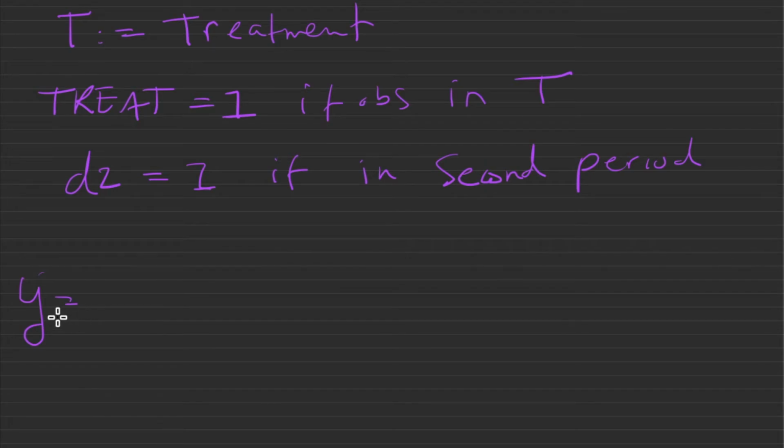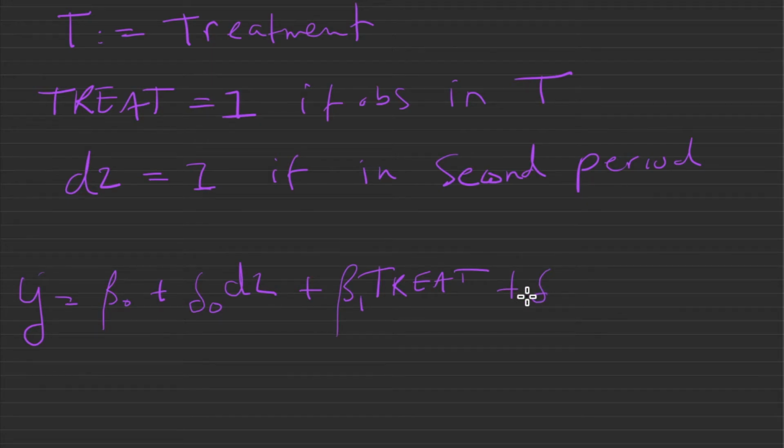Y is equal to beta naught plus delta naught times D2 plus beta 1 times treat plus delta 1 times D2 times treat plus U. This is the very simple difference in difference equation.